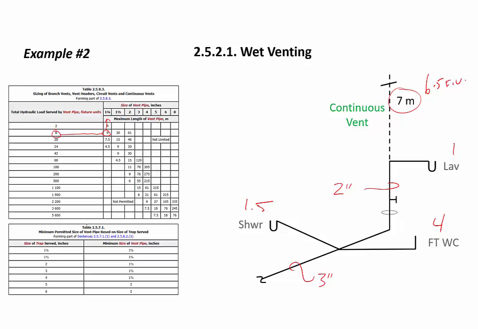But what we've learned is that table 2571 must always be satisfied at minimum. And the largest trap we have here, we've got 1.25" lav, 1.5" shower, 3" water closet. So the 3" trap is going to require minimum 1.5" venting. So basically, we'd always be looking at the greater size from either of the two tables, and the greater size is what will govern. So 1.5" for the continuous vent, 2" wet vent, 3" branch.